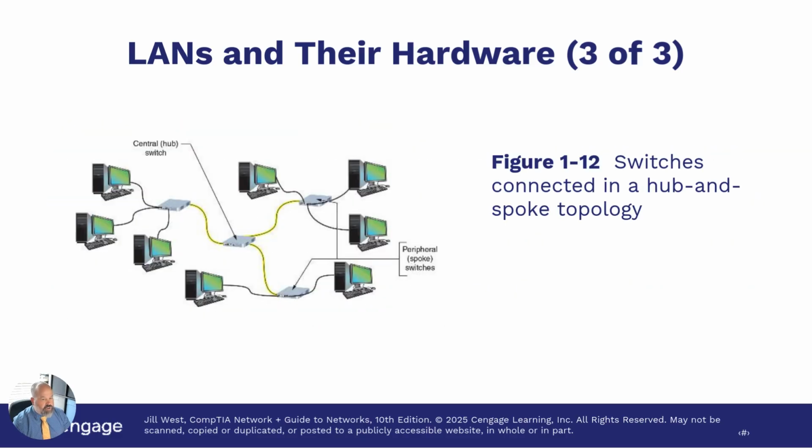So this figure shows a hub and spoke topology. The central switch is the hub. That's the one in the middle with the arrow pointing to it. Each spoke connects to another switch, which connects to local devices. It's neat, it's organized, it's easy to grow. Just add another spoke. But if the hub goes down, the main part there, the middle one, every spoke suffers.